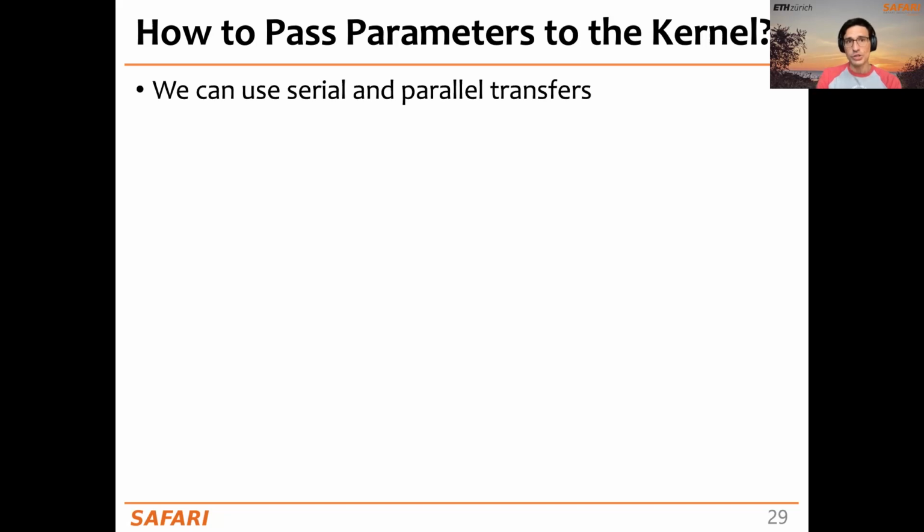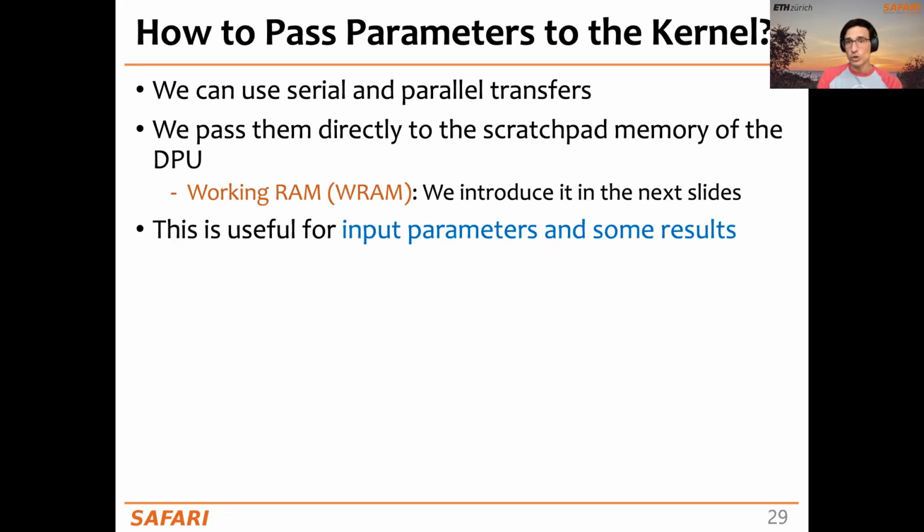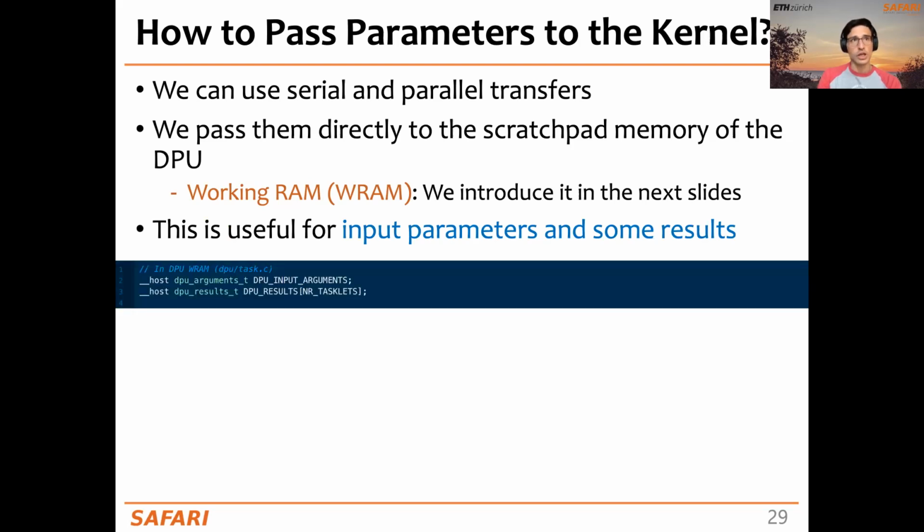To do so, we can use serial and parallel transfers, and it's possible to pass the input parameters directly to the scratchpad memory of the DPUs, to the working RAM. This is useful for input parameters and also for some results. And here you see an example of how to declare in the DPU code some input arguments and also some results. We have to use this host qualifier, because even though these are going to be allocated in WRAM, we need them to be accessible by the host.